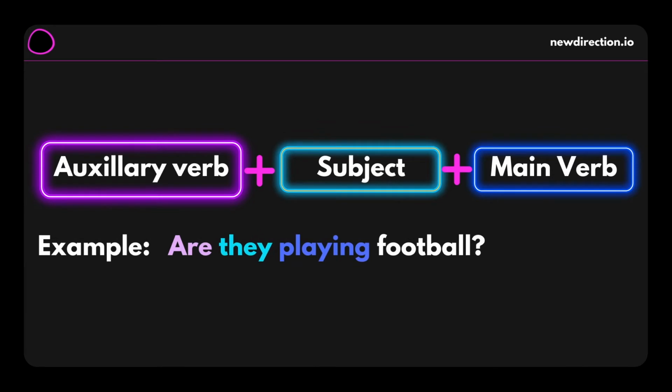Another example, are they playing football? Are is an auxiliary verb, they is the subject, playing is the main verb, while football is an additional information for the sentence. And it ends with a question mark.